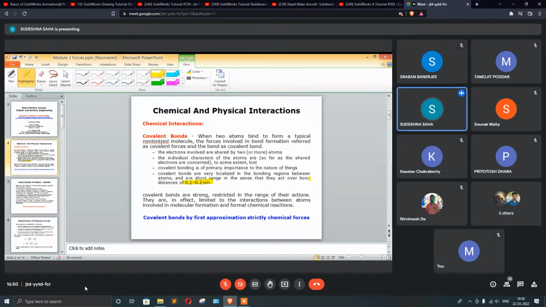And most of the covalent bond energies fall in the range of 150 to 900 kilojoule per mole. We'll be talking about it, which is basically around 100 to 300 kT. So this k is nothing but the Boltzmann constant, and this T is the temperature. We will be talking about more of this later on.